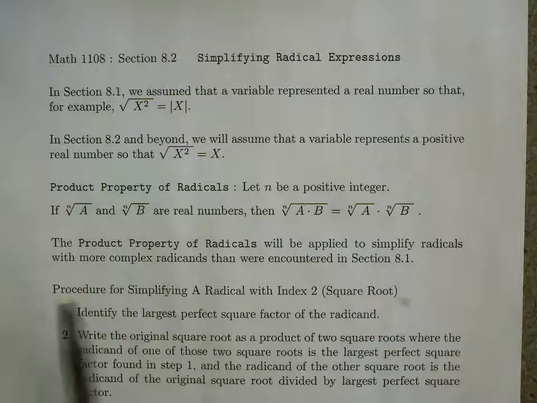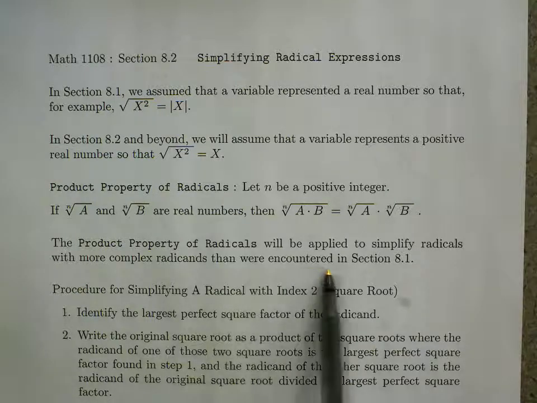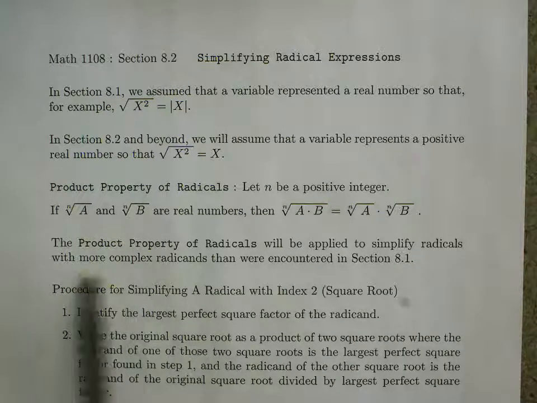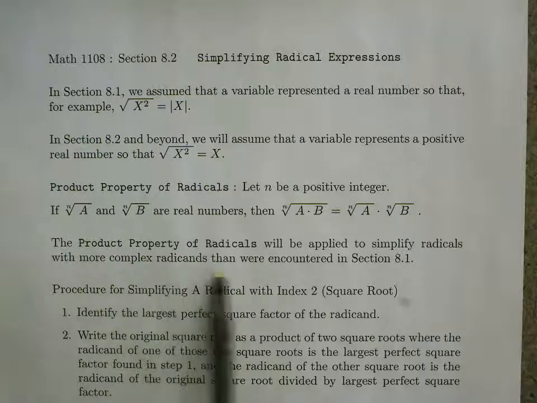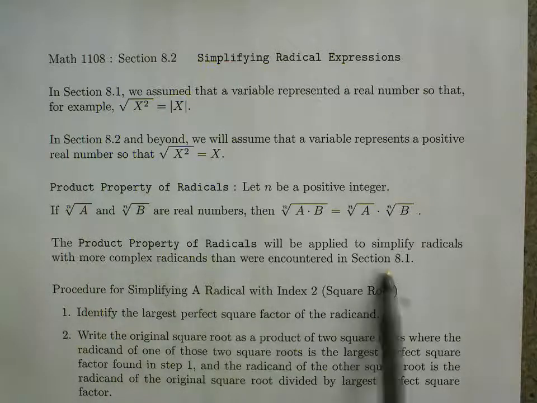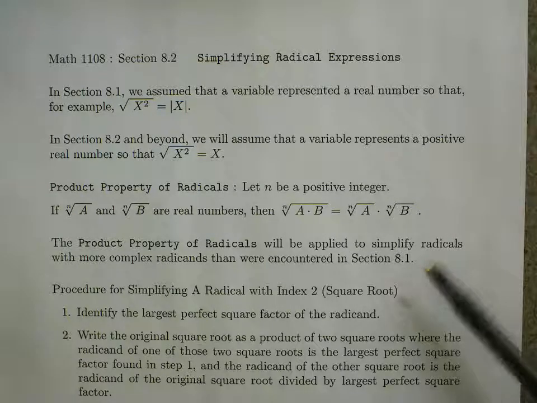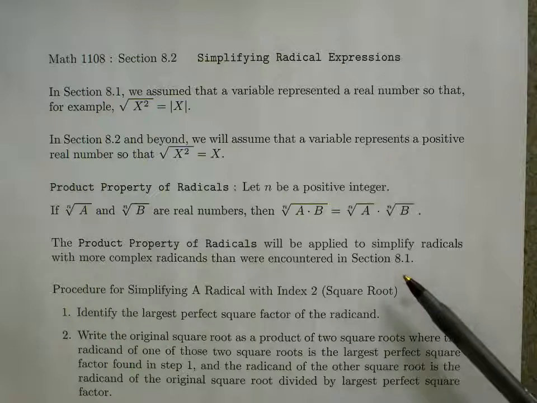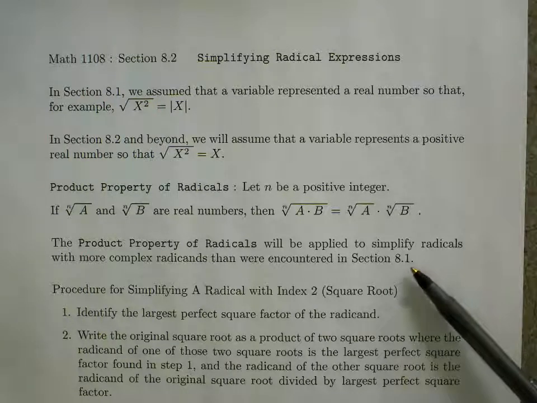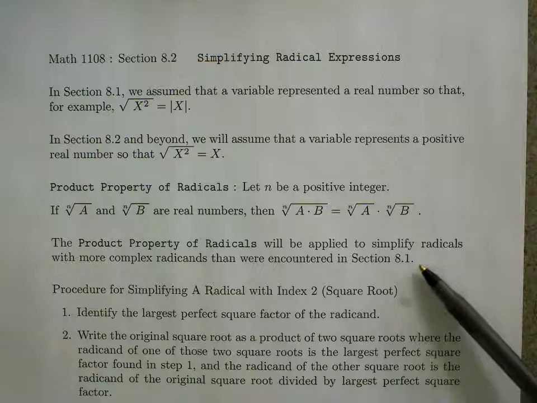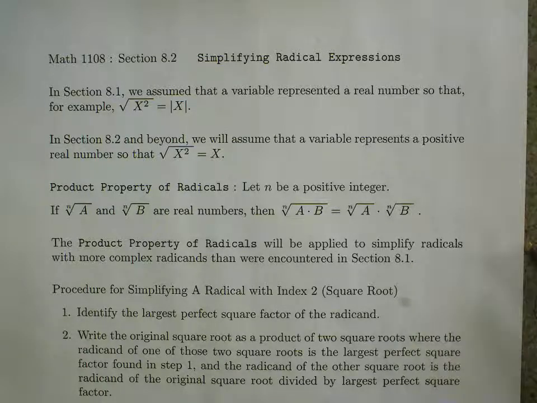The product property of radicals will be applied to simplify radicals with more complex radicands than were encountered in Section 8.1. In 8.1, we simplified square roots of perfect squares. We simplified cube roots of perfect cubes, and so on. But the radicand won't always be a perfect power.